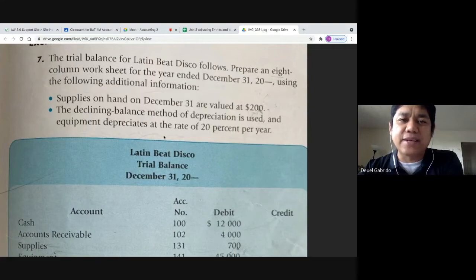Okay, guys, look at this. The two bulleted sentences here, guys, are subject to adjustment. We need to adjust this. Okay, so what's this? Supplies on hand on December 31 are valued at $200. And the second one, the declining balance method of depreciation is used and equipment depreciates at the rate of 20% per year. So two things we need to make right on December 31.